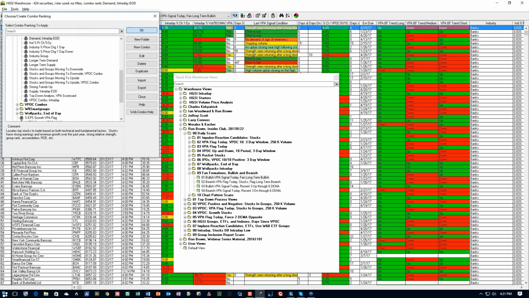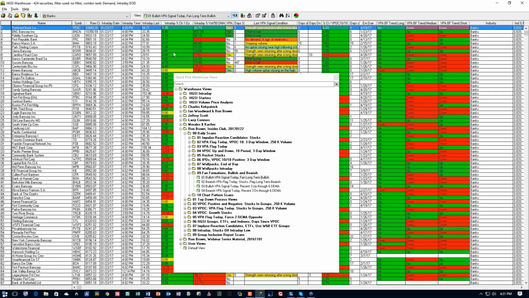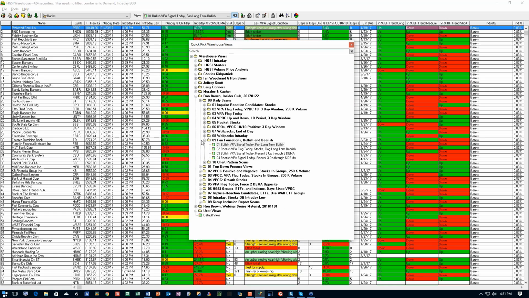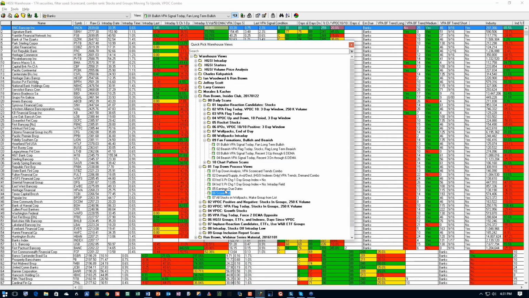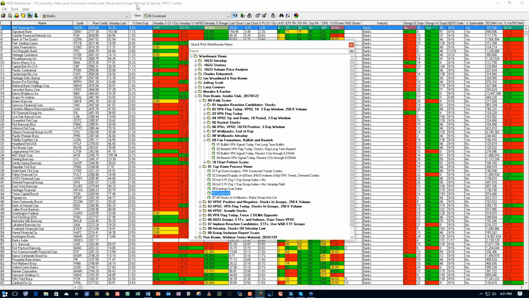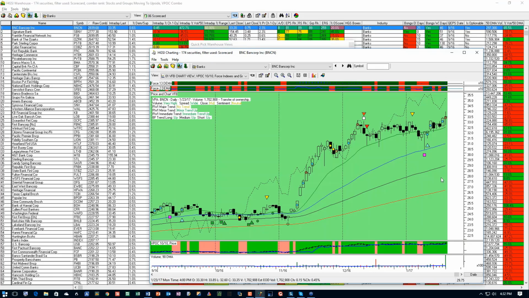And Paul says the scorecard works. Yeah, the scorecard works because if you go into the top-down view, I have the scorecard in here. If you just go to the scorecard, it's got stocks and groups moving to the upside with a volume point of control combo. You'll get a little different results, but you're going to find these strong stocks at the top of the list.